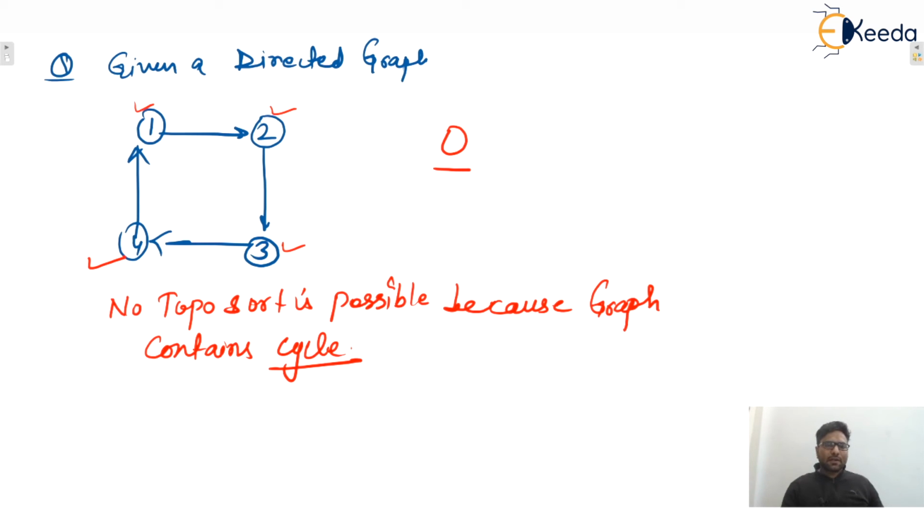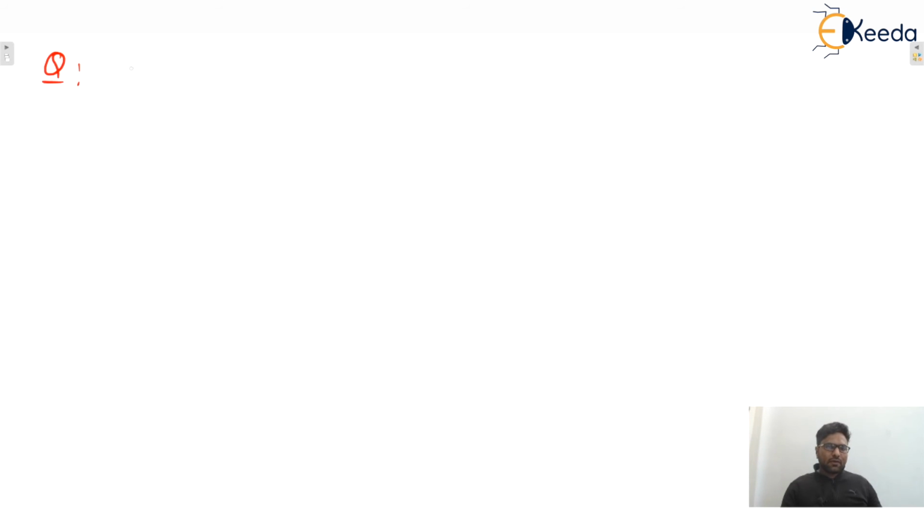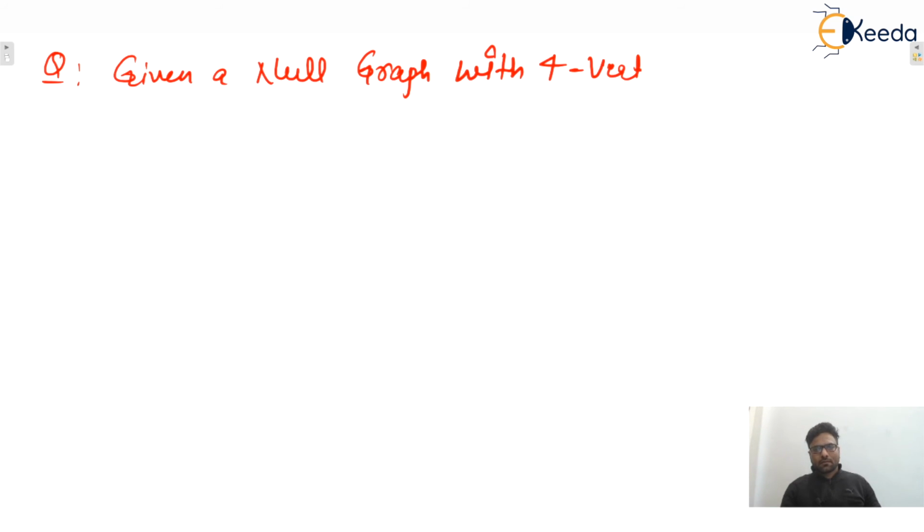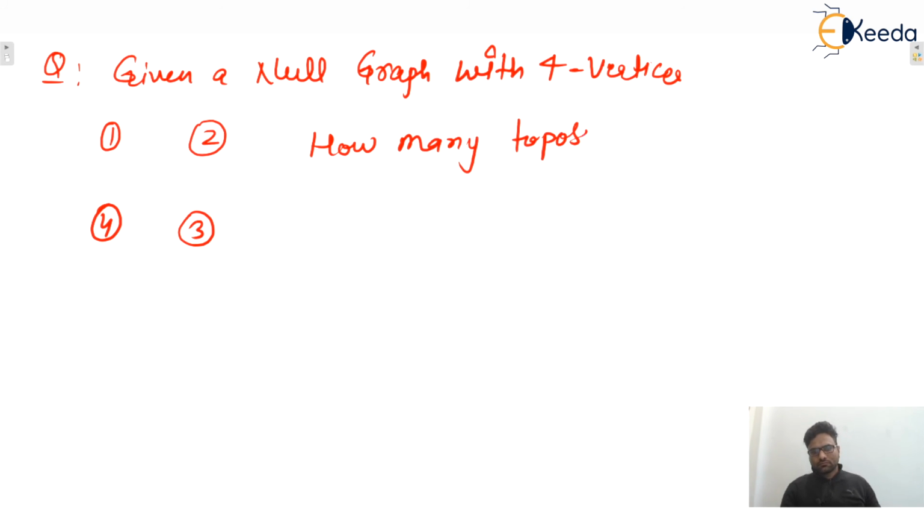So write down one more example. Let's say given a null graph with 4 vertices. 4 vertices are given, let's say 1, 2, 3, 4. And this is the null graph, means null graph means 0 number of edges. Then my question is how many toposorts are possible? So how many will be there? 4 factorial, that is 24.